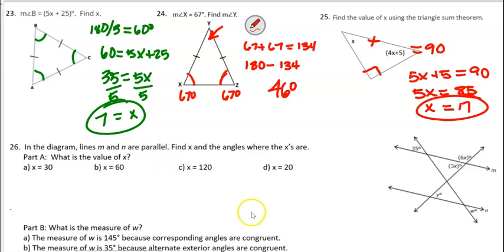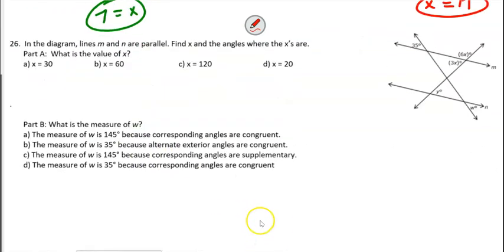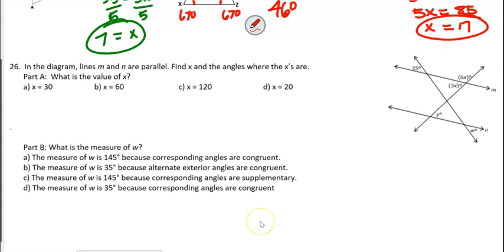All right, the next one says in the diagram, actually let me pull this up so we can see the whole thing. In the diagram, lines M and N are parallel, so we're going to put some parallel symbols on them, okay? Find x in the angles where the x's are. What is the value of x, okay?